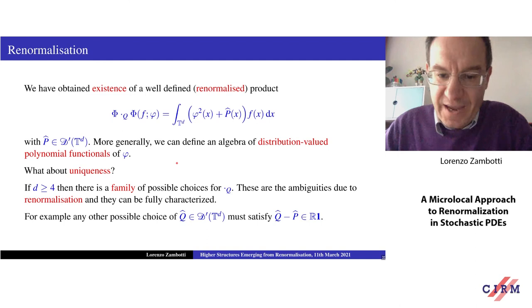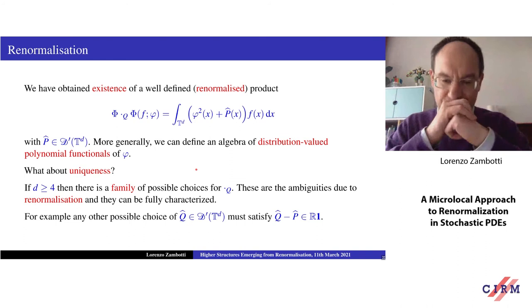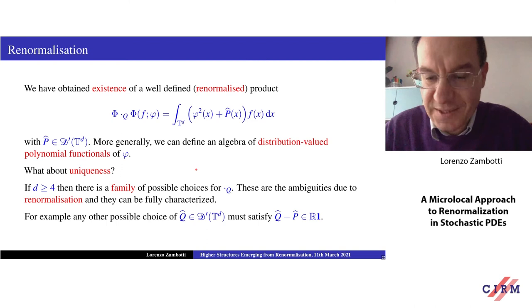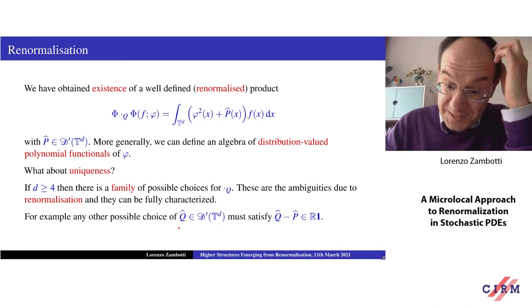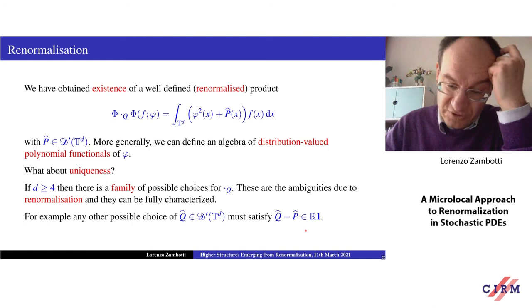And so this is just the first step. In fact, one can define an algebra of distribution-valued polynomial functionals of phi. And in general, there will be no uniqueness because there are multiple choices, but at least this multiplicity can be studied and fully understood. For example, in this case, two possible solutions will differ just by a constant.